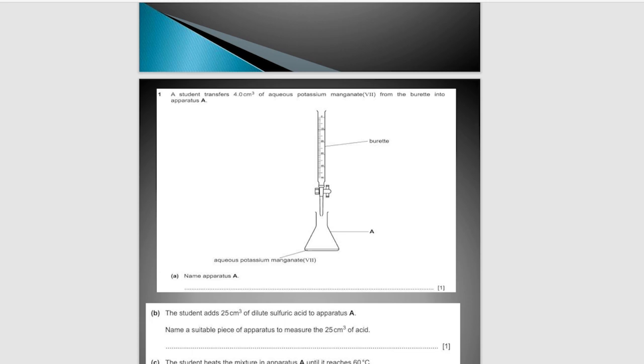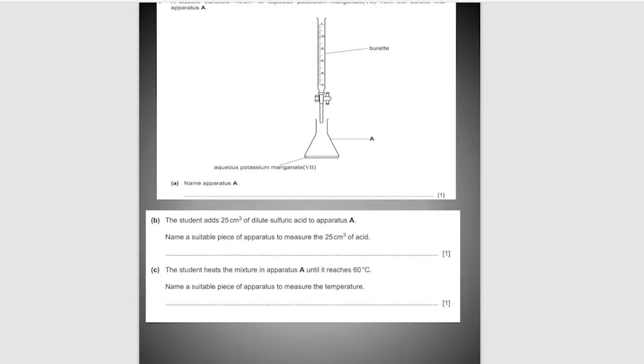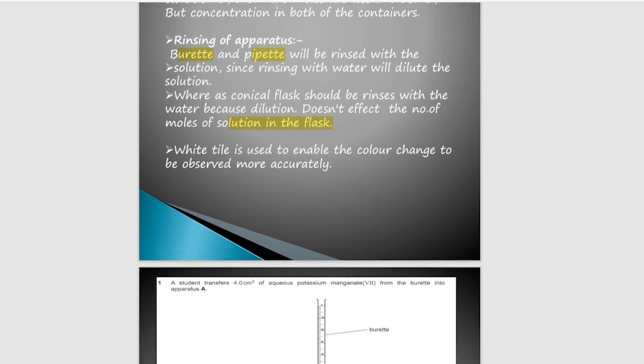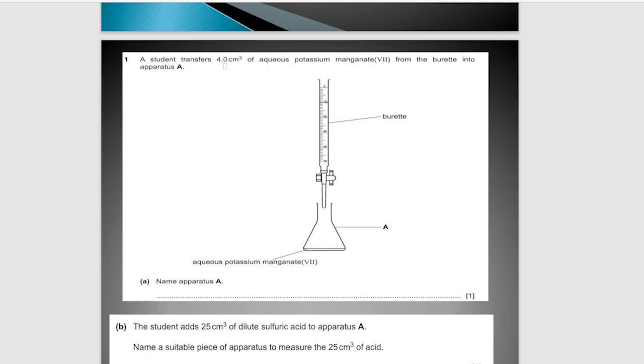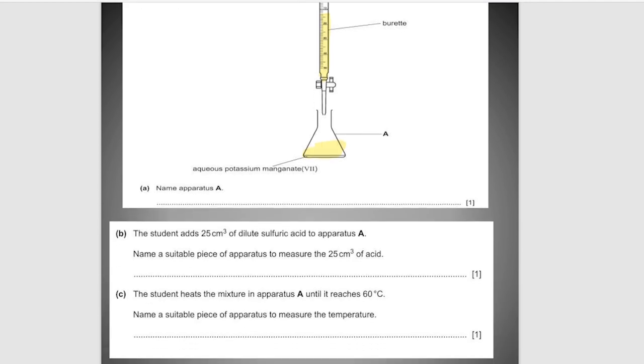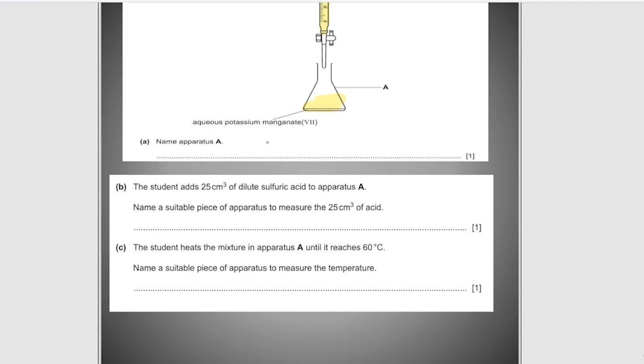Now we are going to do a question related to titration. A student transfers 4.0 cm³ aqueous potassium manganate from the burette into the apparatus. The endpoint will be purple because we have aqueous potassium manganate in the burette. Name apparatus A: this one is our conical flask, so we can write conical flask here.